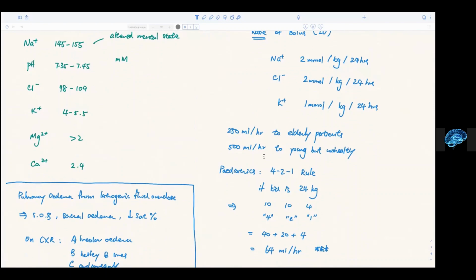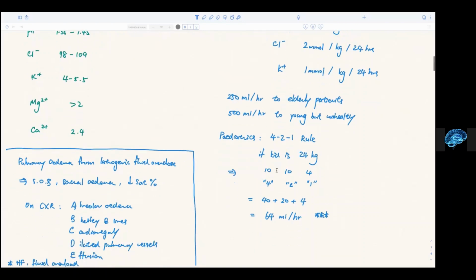And in pediatric patients, that's different in that you follow a 4-2-1 rule. So if the kid is 24 kilograms, for the first 10 kilograms, you give 4 mL per hour per kilogram. So 4 times 10 is 40. For the next 10 kilograms, you give 2 mL per hour per kilogram. So 2 times 10 is 20. And for whatever's left, you give them 1 mL per hour per kilogram. So 1 times 4 is 4. So for a 24 kilogram patient, you would give them 40 plus 20 plus 4, which is 64 mL per hour for that patient.